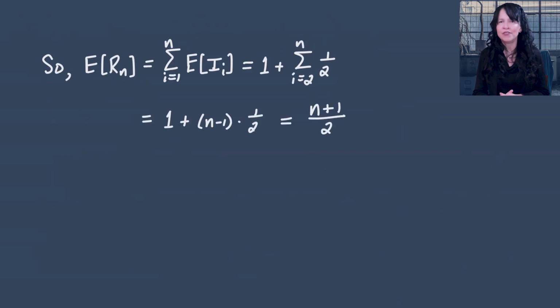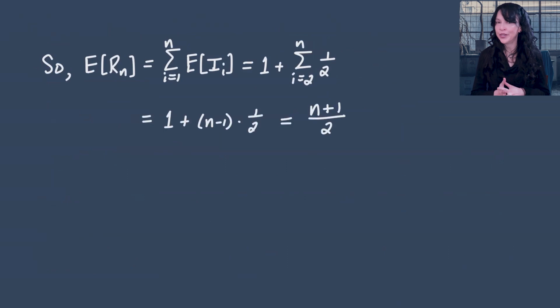Wow, I didn't mean for that to happen. But when n was 21, I get 22 over 2. I get exactly 11, which is what we saw. But that was some good luck right there, because there's definitely variability. And this is what we need to talk about next.